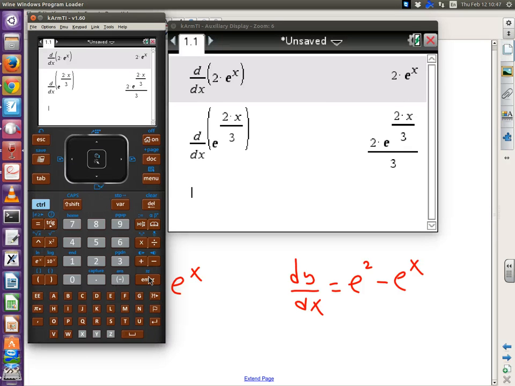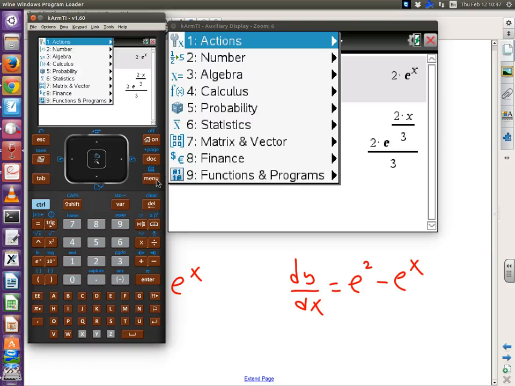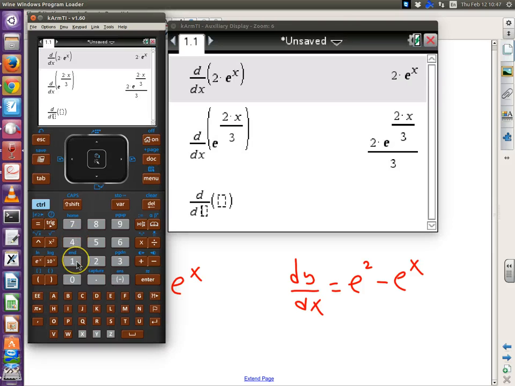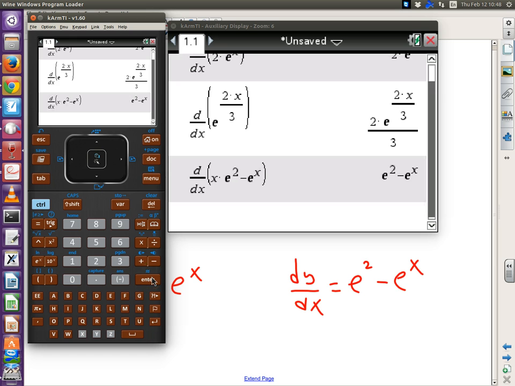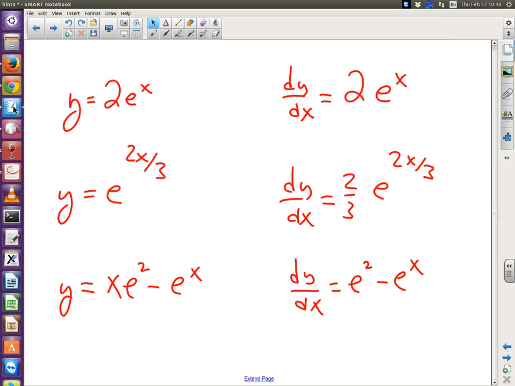And just for fun, here's the third one we did. Menu, calculus, derivative. All right, so we had x times e squared minus e to the x. Let's see what you get. And then we said that e squared is a constant, so that's all you get for the first one, and the derivative of e to the x is itself. So we got all the same results. Perfect. Just checking my work, practicing the Inspire.